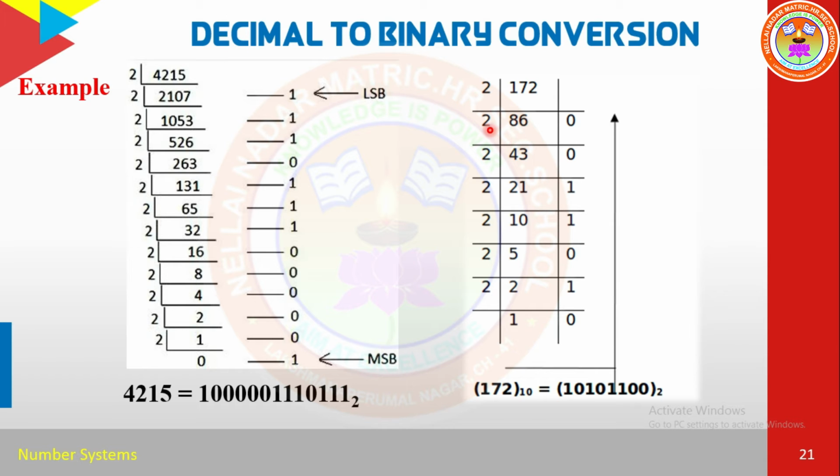Same number. The first number is 8. So 8 is greater than 2, so easily you can divide it. How many times? 4 times. So 4 twos are 8. I just mentioned here, 4 twos are 8.